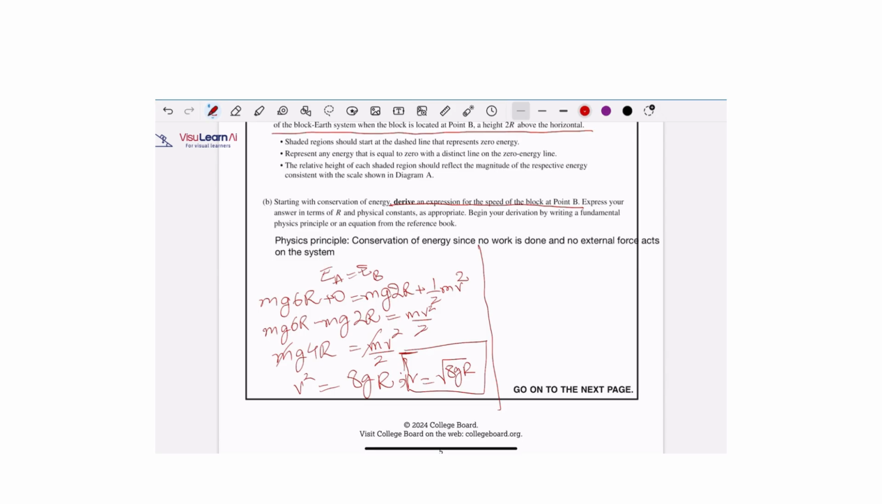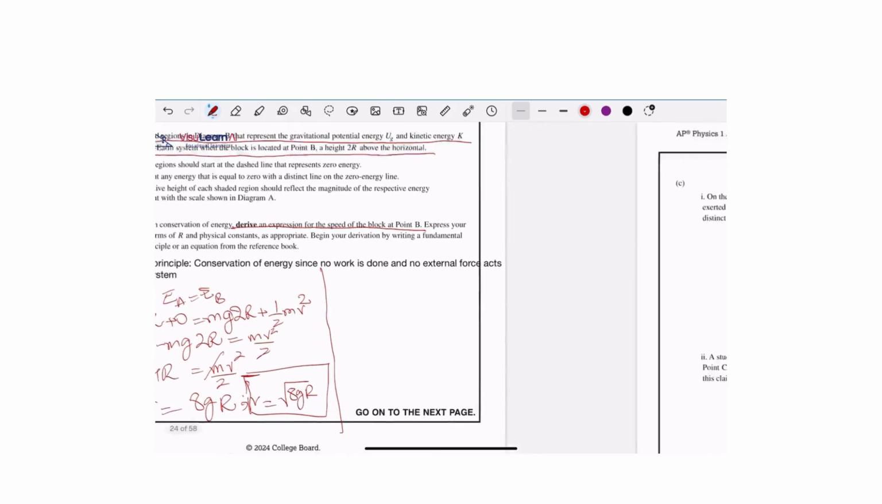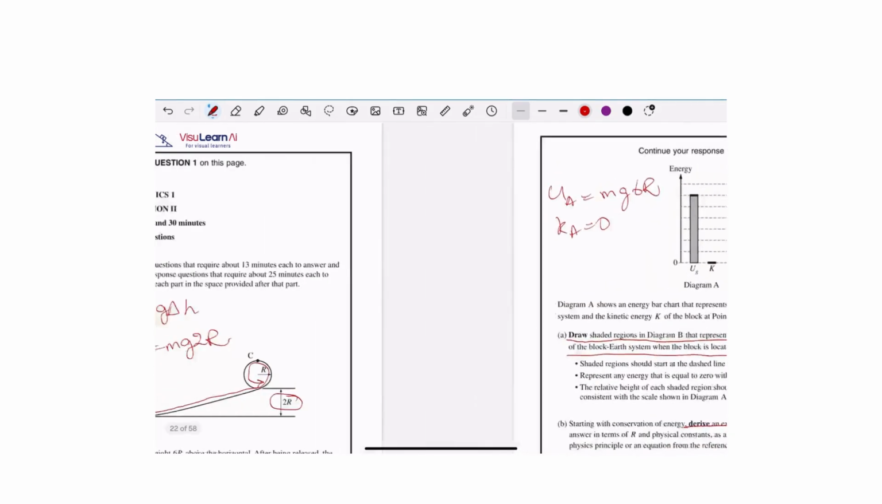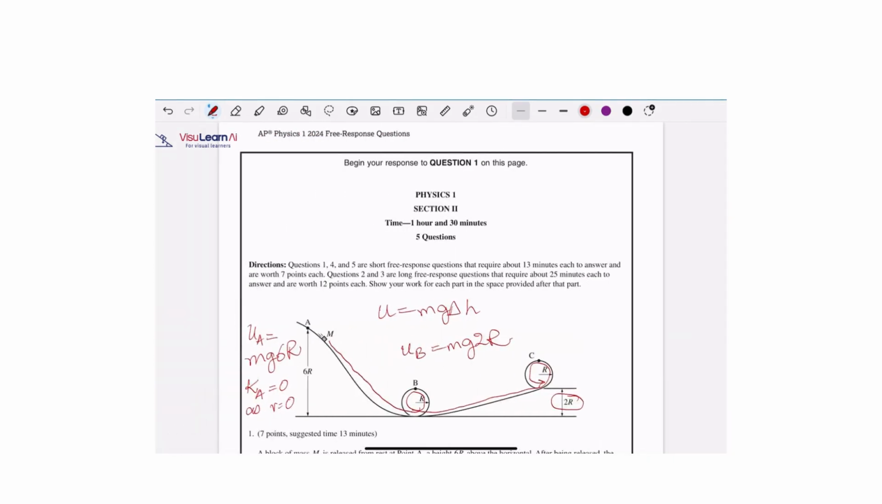So we derived the speed of the block at point B using this equation. Now let's move on to part C. Part C is going to get a little bit tricky. On the following dot, draw the label of components at point C. So now we're moving over to the third loop, point C, and there's an interesting thing here.